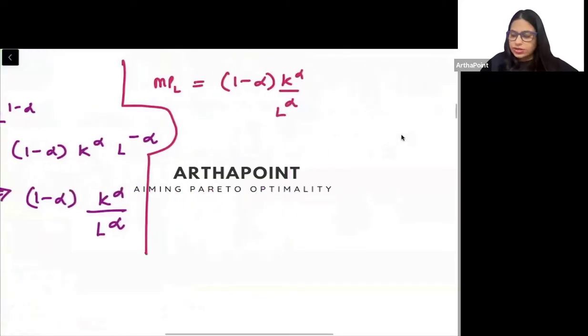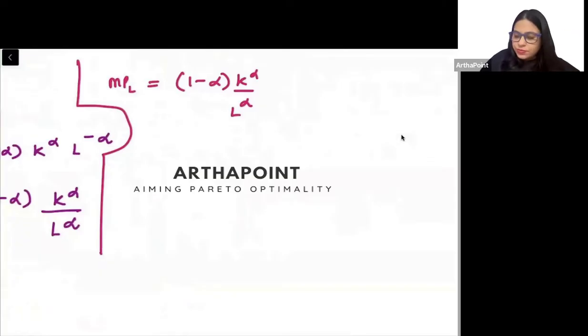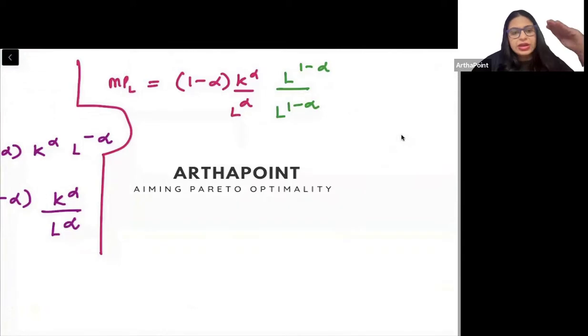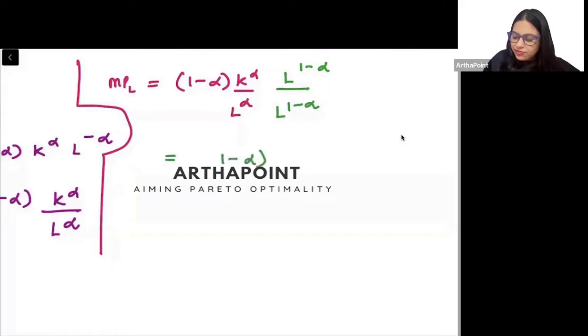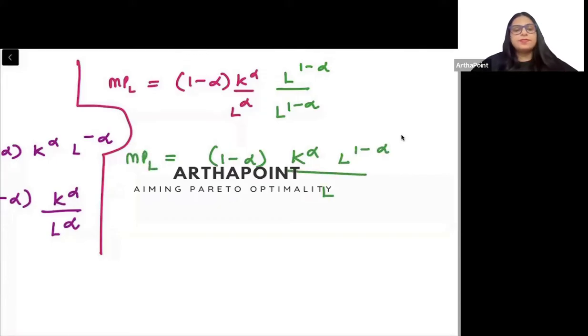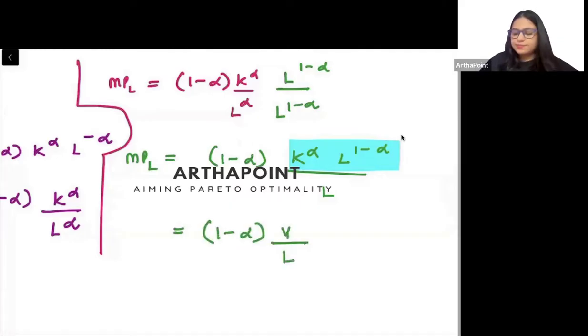Now look what I am doing, just a little manipulation. I am multiplying the numerator and denominator with L to the power 1 minus alpha. So I will get 1 minus alpha, K to the power alpha, L to the power 1 minus alpha, upon L, and this is the marginal product of labor. If we look at this part, it is nothing but the value of output; this was my production function. So I get 1 minus alpha into Y by L.